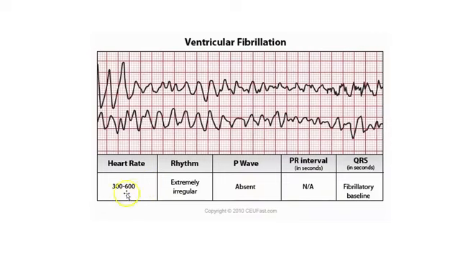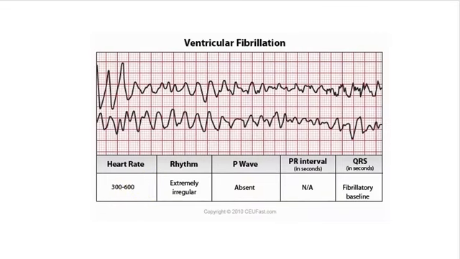For ventricular fibrillation, look at the heart rate. It's increased too much, between 300 to 600. And look at this, we cannot find any of the waves P, Q, R, S, T. It's extremely irregular. P wave is absent. That is our ventricular fibrillation.